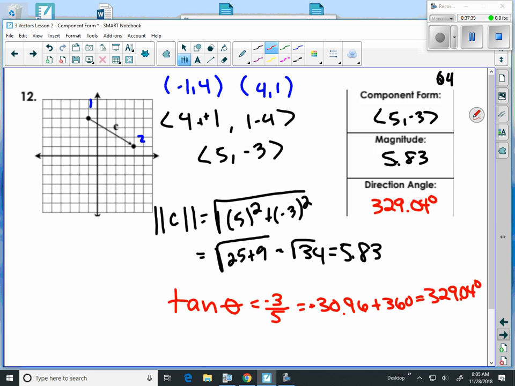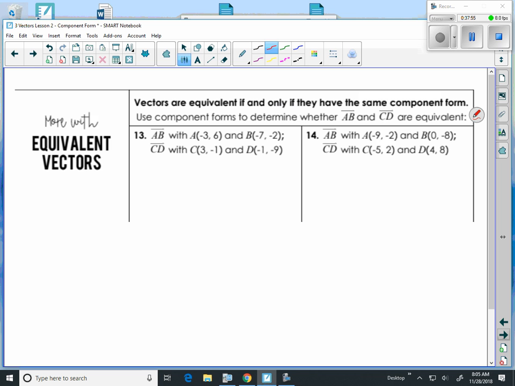Okay. Now, the last step here is to do this, but do it with 2 different vectors and see if they're equivalent or not. Okay, we did that on Monday, but we just did it with the slope formula and the distance formula. Okay, now it's going to be a little bit easier. Okay, so it says vectors are equivalent if and only if they have the same component form. We don't have to find direction. We don't have to find magnitude. We just have to see do they have the same component form.